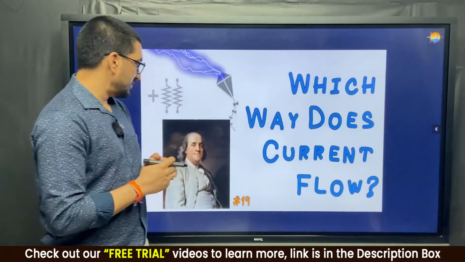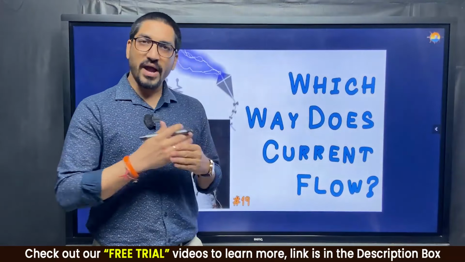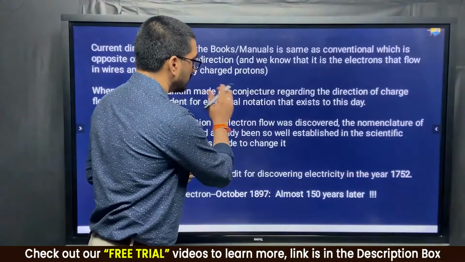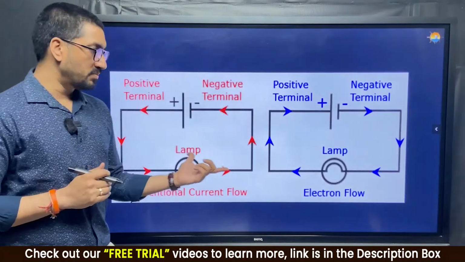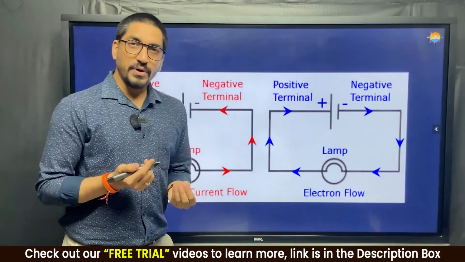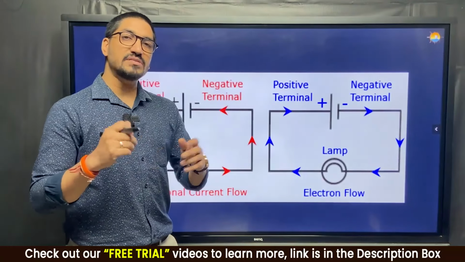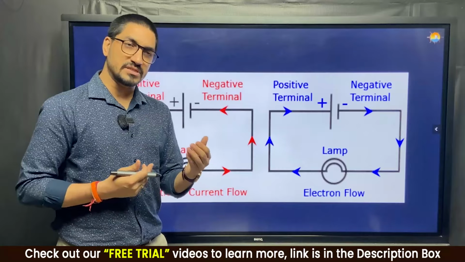Now the question arises, which way does the current move? And why am I saying this? Because sometimes we see this problem that we normally talk about electrons flowing, but when we start discussing the direction of flow of current, we show it in reverse.